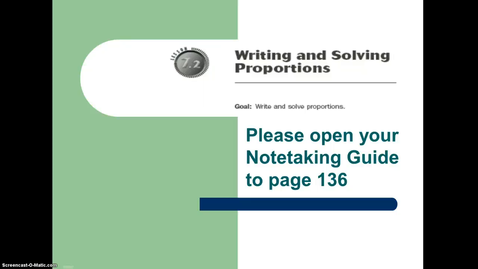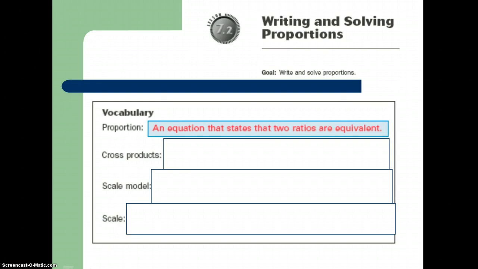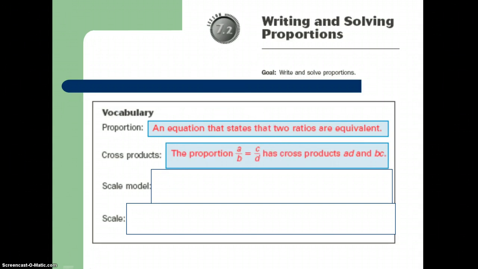Lesson 7.2, Writing and Solving Proportions. A proportion is an equation that states two ratios are equivalent, which means they are equal to each other. Cross products in the proportion A over B equals C over D are AD and BC. Cross products are when you multiply the numerator in one fraction by the denominator in the other.